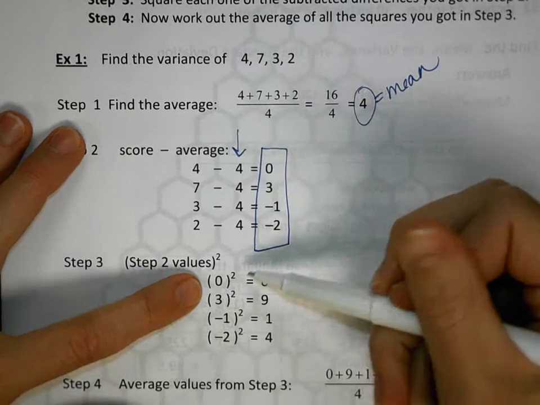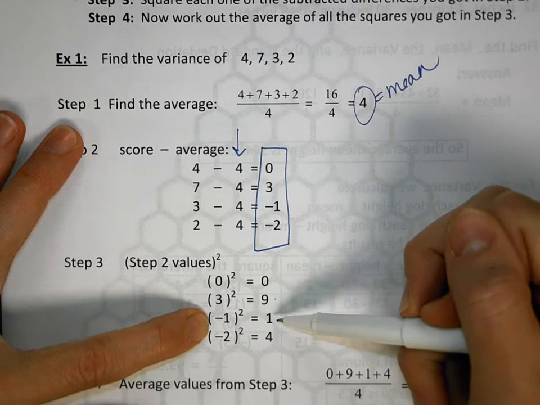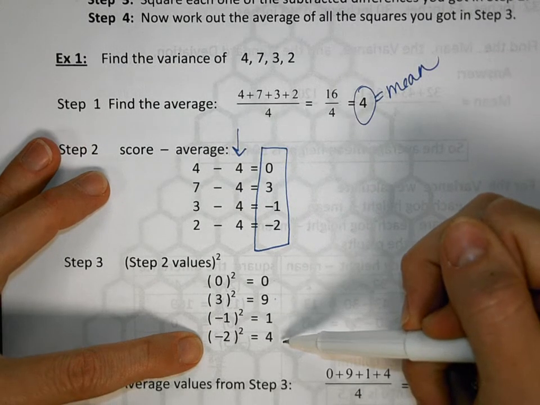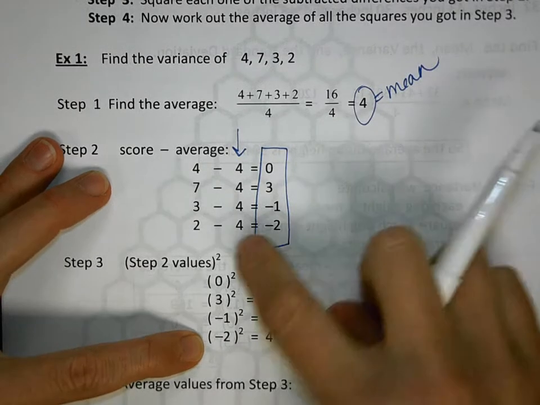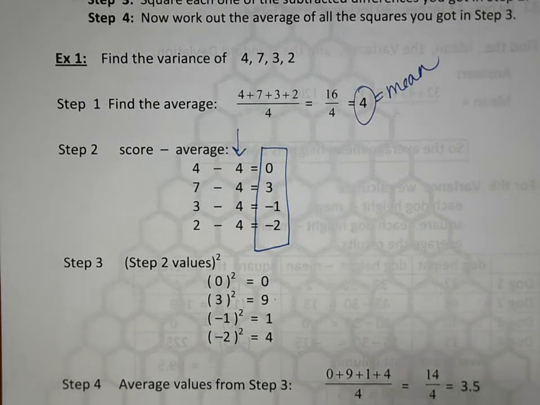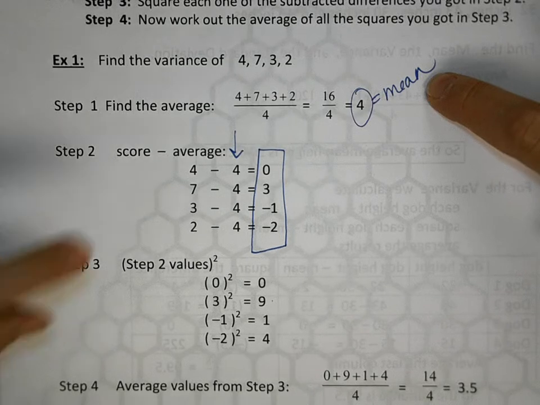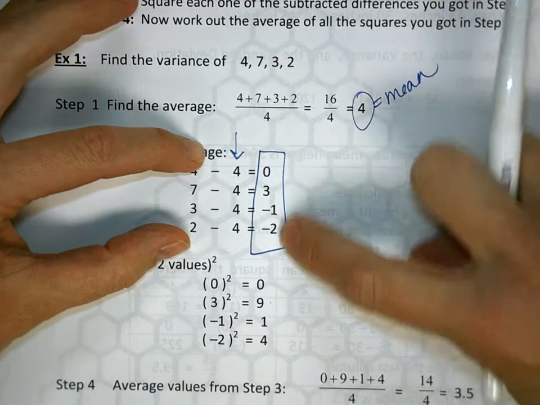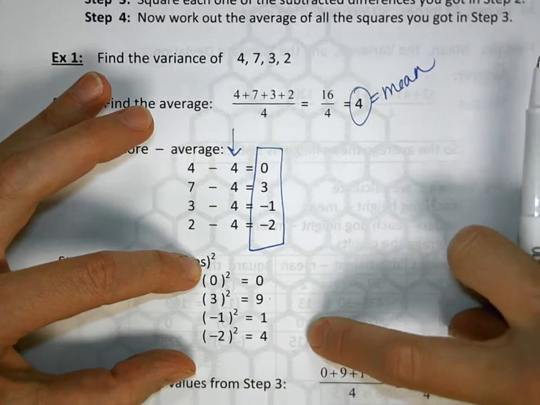When you square 0, you get 0. When you square 3, you get 9. When you square negative 1, you get 1. And when you square negative 2, you get 4. Now that we have these numbers, let's just recap real quick. The first thing we did is we got the mean, the average of the original numbers. Then we took all of our original numbers and subtracted the mean, and we got these. Then we squared these numbers to get these numbers.